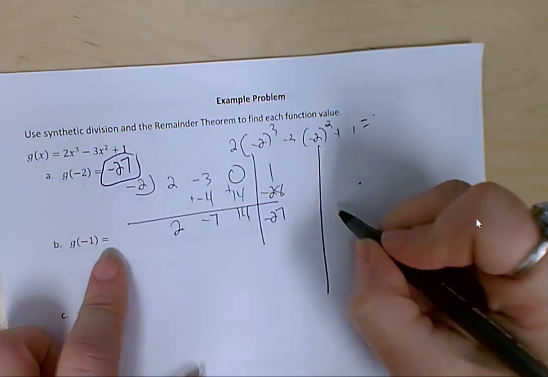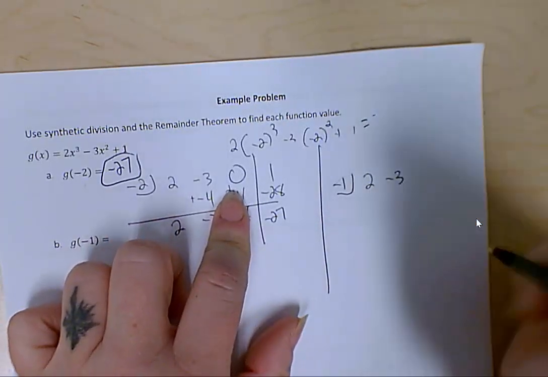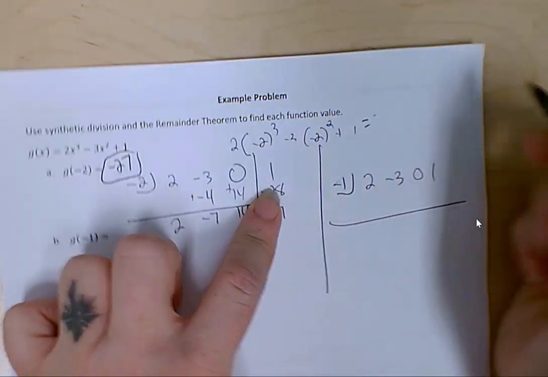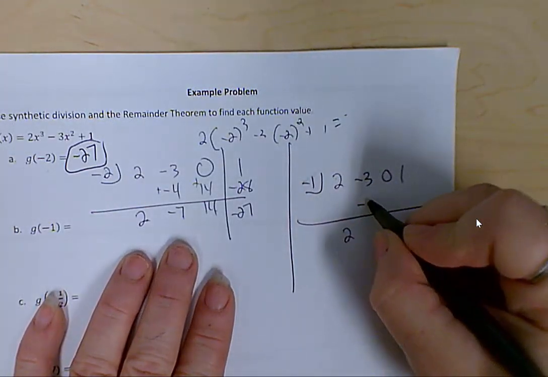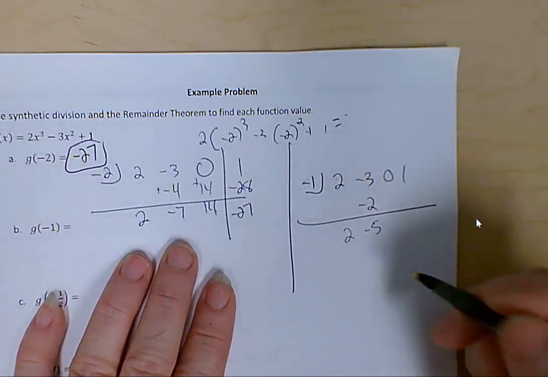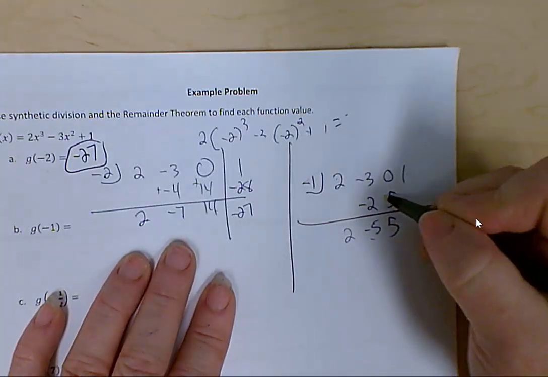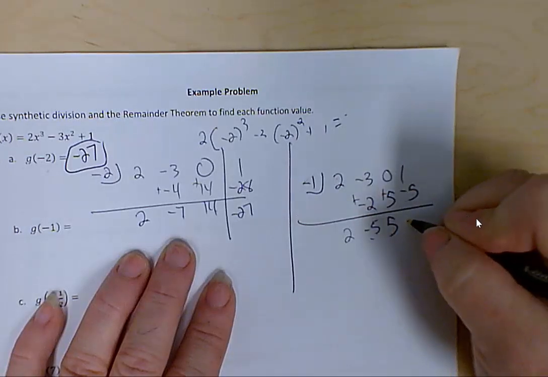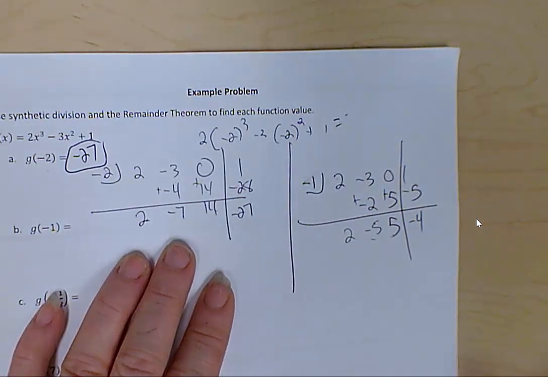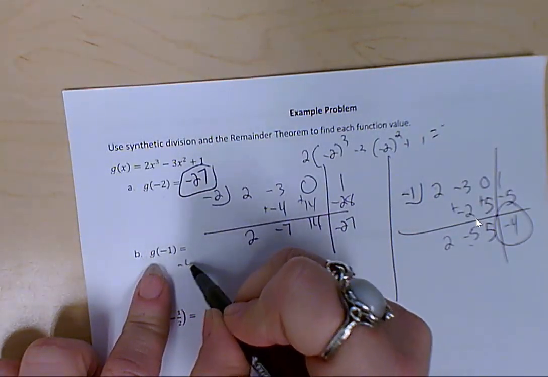And then go ahead and do g of -1, right? So if we do -1, again, same numbers here: 2, -3, 0, and a 1. Do synthetic division again. Drop down the 2. 2 times -1, we get -2. We get -5 when we add. +5 when we multiply. +5 when we add. We get -5 when we multiply, and a -4 when we add there. We get a negative 4 as our remainder, so g of negative 1 is negative 4.